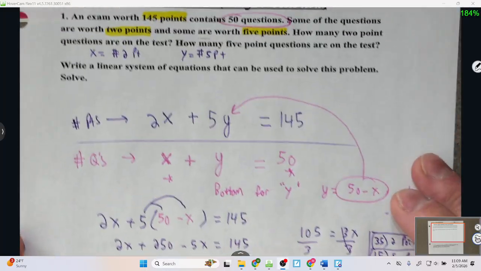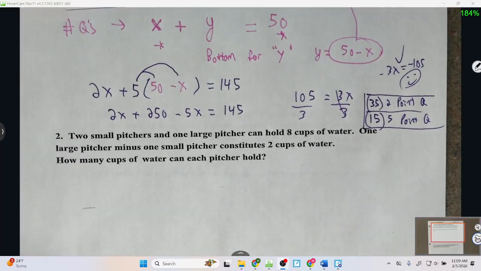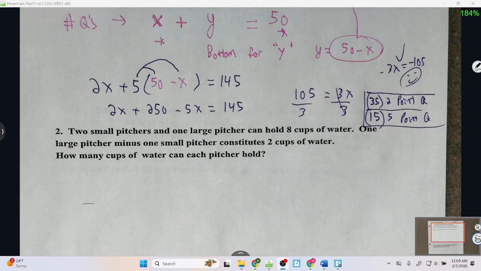We'll see. Okay, we got 2 small pitchers and 1 large pitcher. They hold 8 cups of water. Let's just see how we're doing on time. Oh yeah, we're doing okay.